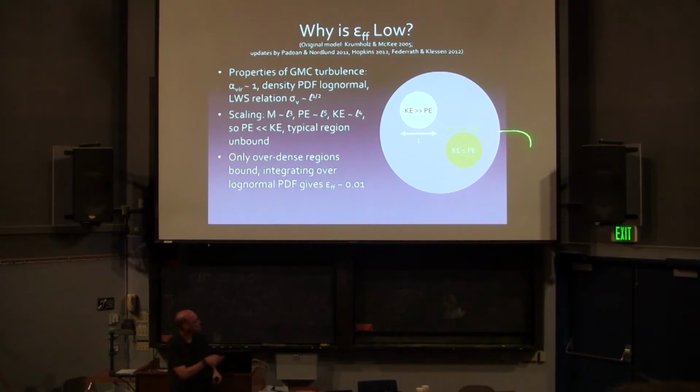But the basic idea is just this kinetic energy argument. It all reduces to this argument more or less. You always get epsilon FF much less than unity. You don't always get 1%, but you get much less than 1 for any realistic model. So this is at least a plausible reason why the star formation rate on small scales is low.